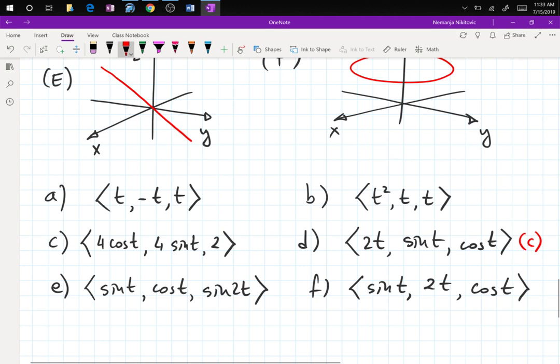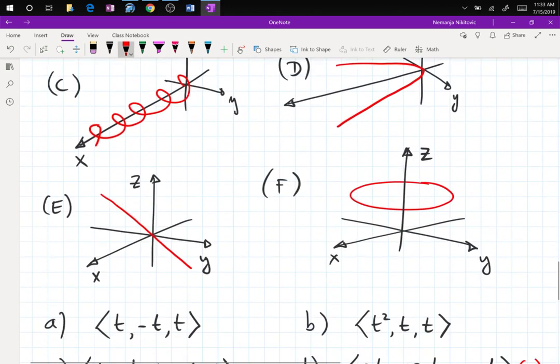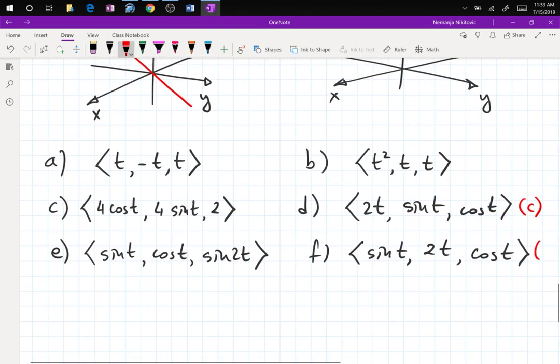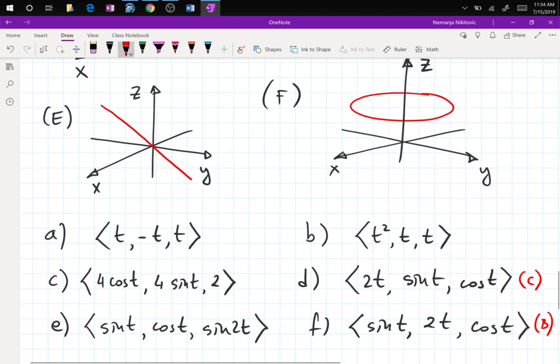Great. What's happening with F? Wraps around Y. So that's B. What's happening with C? So that's capital F. Very good. C is capital F. Note that the Z component is just a number.